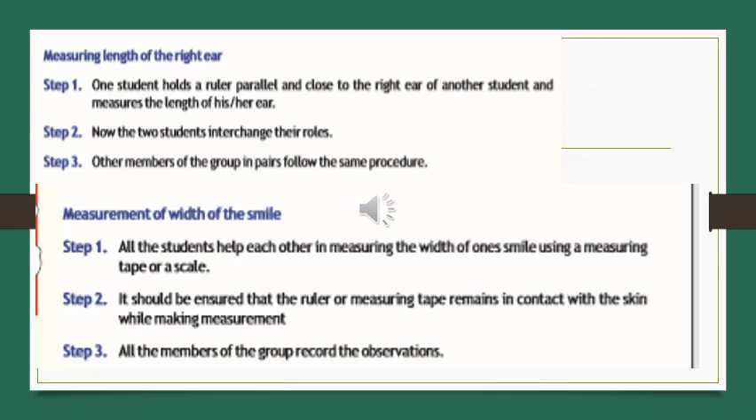Now how to measure the width of the smile? For that first you have to smile, and then it should be ensured that the ruler or measuring tape remains in contact with the skin while making the measurement. So in this way you can measure the width of the smile also. So smile and measure the width. Again you have to perform this with the help of your group members, that is your family members, because now no student will help you.